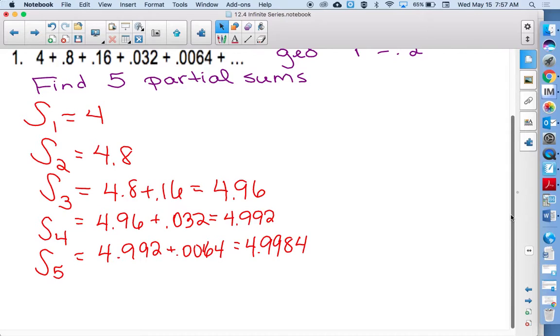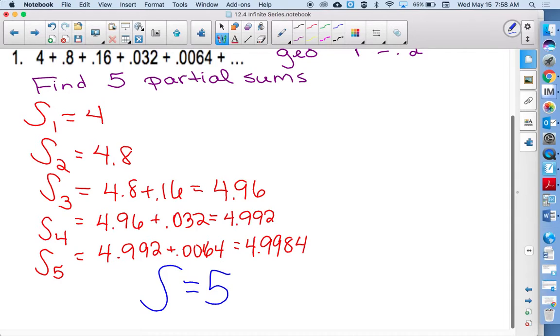So similar to finding terms in a sequence, except in a sequence you just list the terms and then we would graph them. However, a series means you're adding terms together, so we're adding the terms. So if you just looked at these partial sums, what does it look like the number that they're getting closer and closer to? Does it appear that they're approaching the same number? Yeah, it looks like they're approaching the value of 5. So we would say the sum of the series is 5.